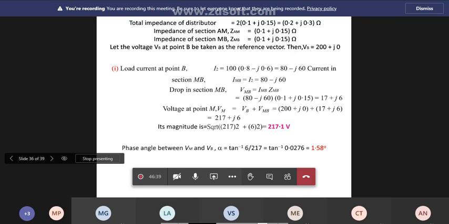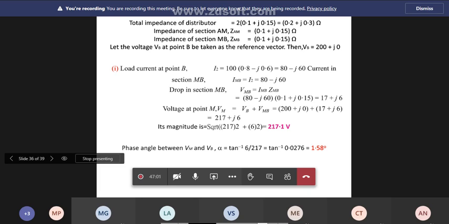Total impedance is nothing but 0.1 plus j0.15 and 0.1 plus j0.1... like the 2 into 0.1 plus j0.1, that is 0.2 plus j0.3. But this is not necessary. Work with impedance as usual.